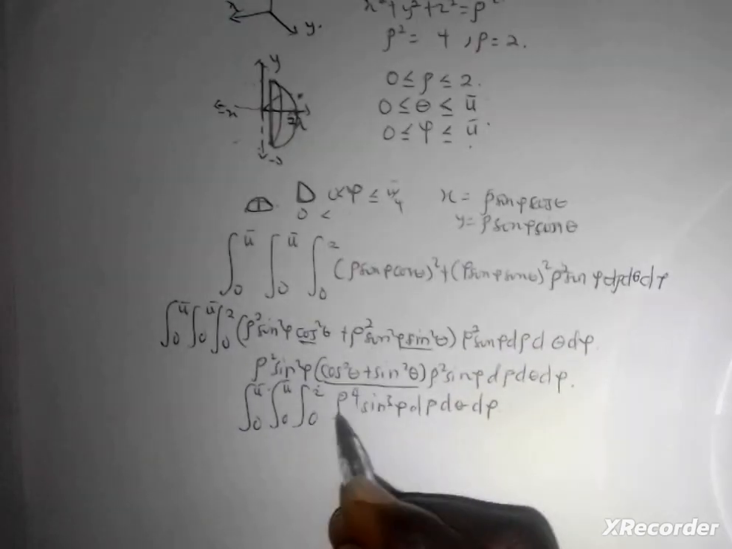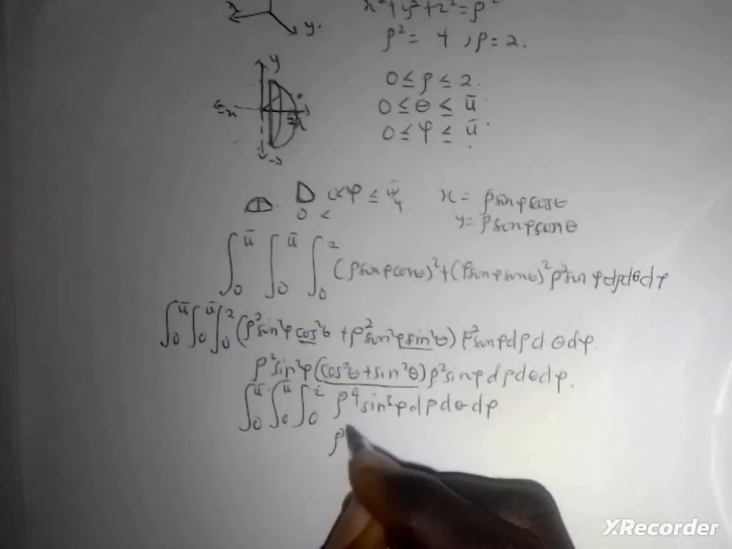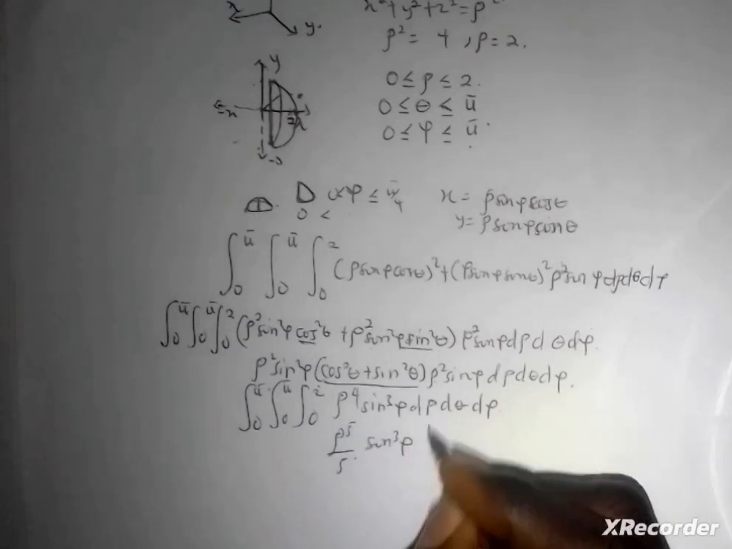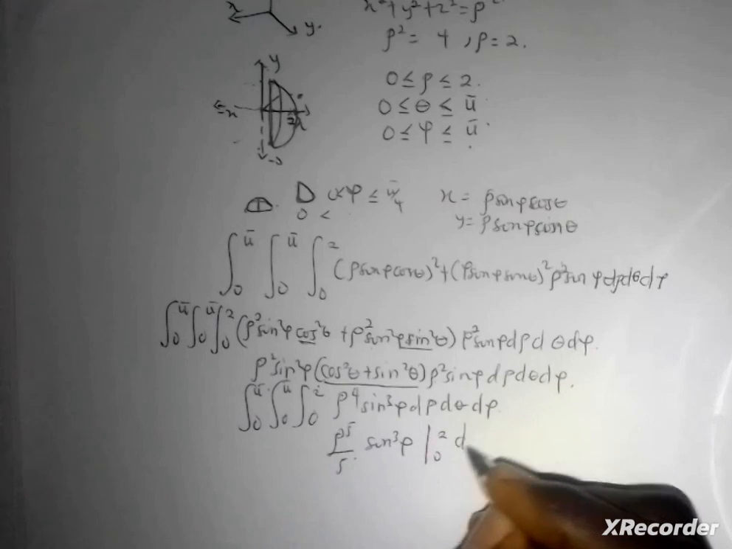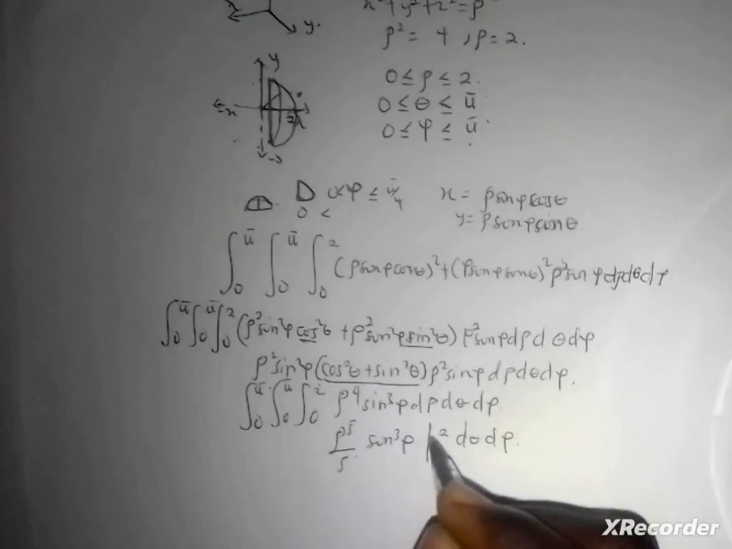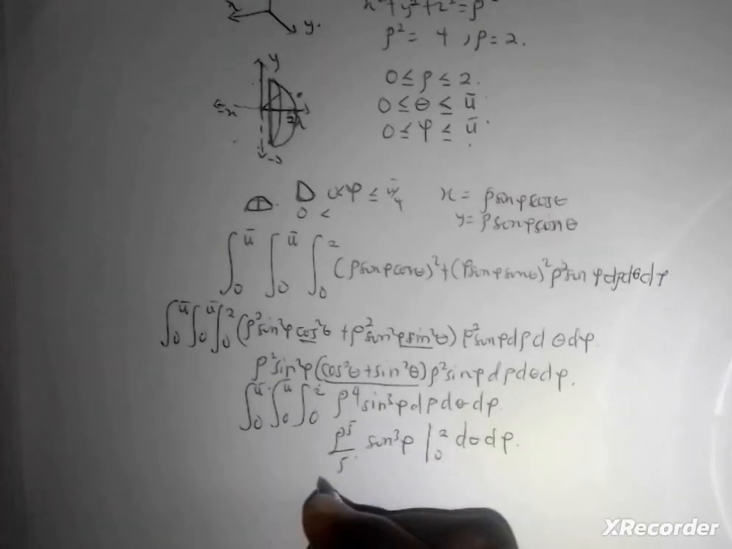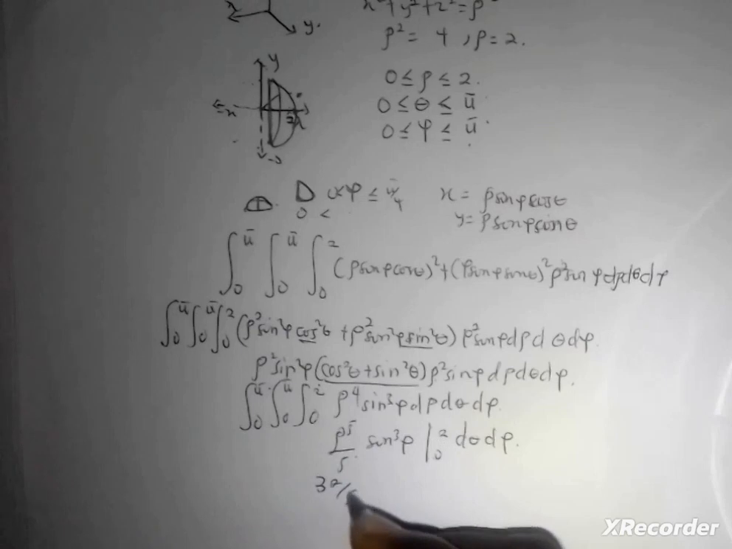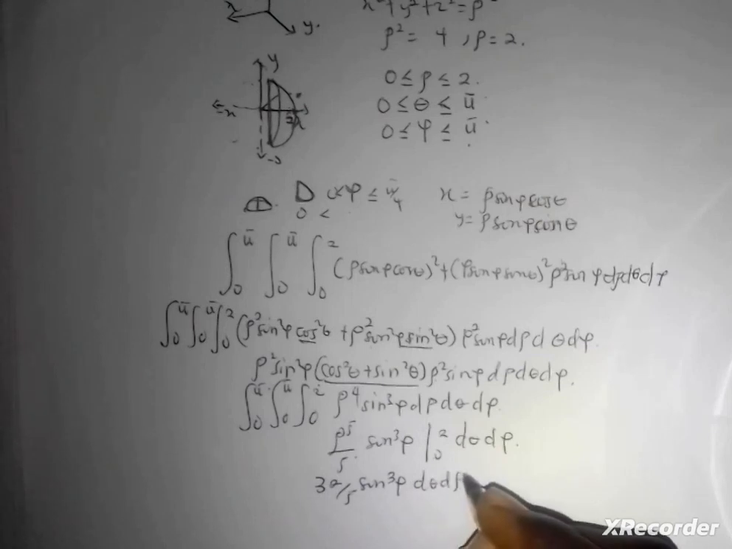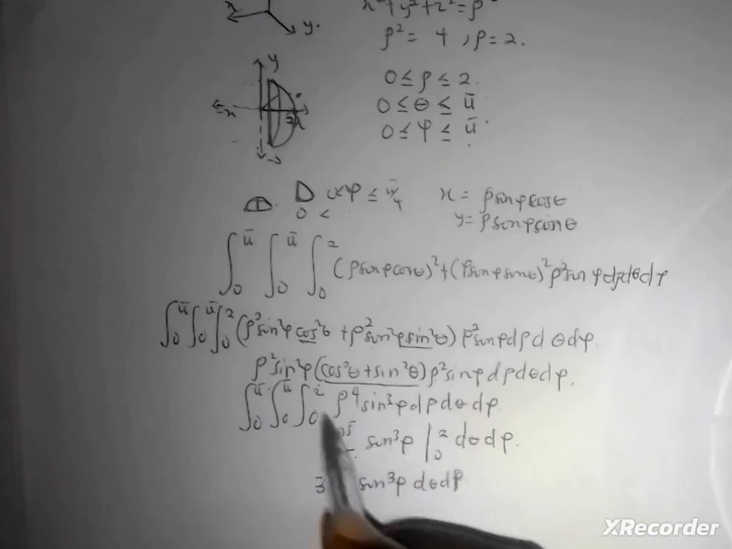So once I have this, I'll further simplify. Then you know I'm going to integrate the rho first. So I'm going to get rho to the power 5 over 5 sine cube of phi. Then I introduce 0 to 2, the theta, the phi, nicely here. So at this point, I'm going to put 2 here because 0 here will make everything 0. So 2 to the power 5, I'm going to get 32 over 5, like this, sine cube phi, the theta, the phi. And here, the next thing is to integrate with respect to theta.